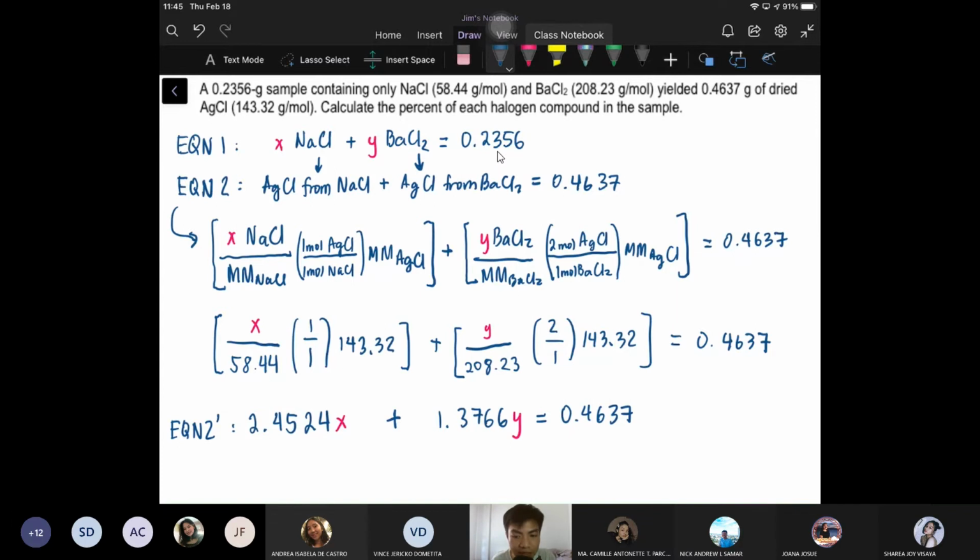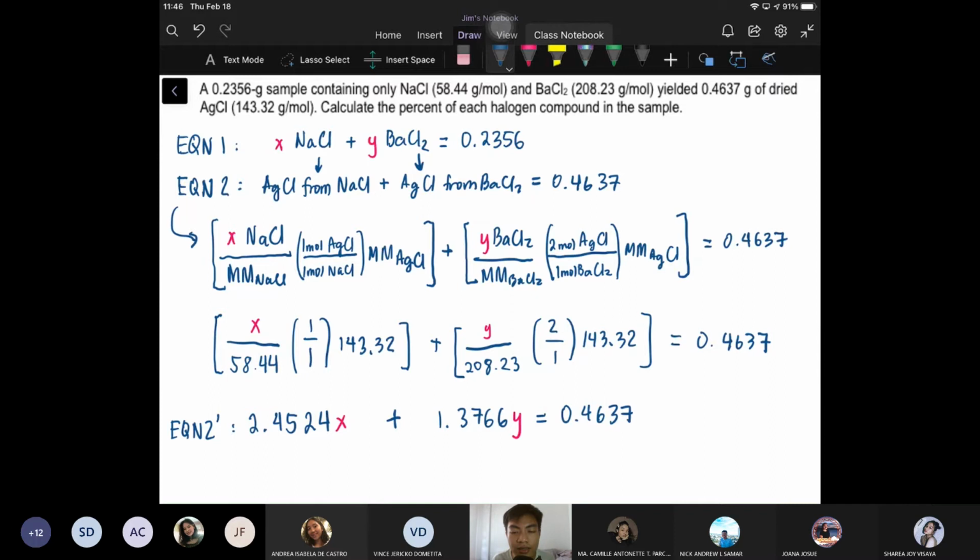Then what happened next is that I converted NaCl and barium chloride into silver chloride. So kung ano yung mass ng silver chloride produced by this one, and yung mass ng silver chloride produced by this one, pag pinag-add ko daw yon, that will give me 0.4637.